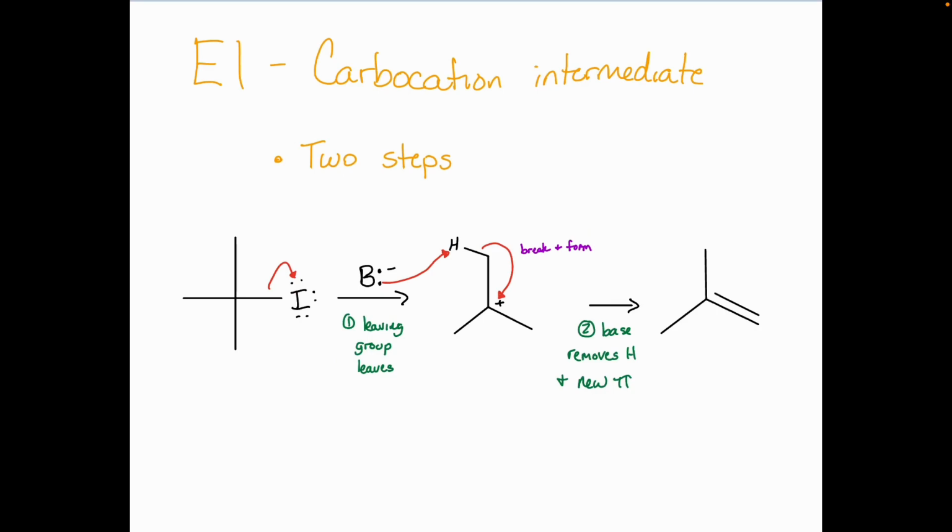So then if it's two steps, why is it E1? Again, kind of backwards here. That's because only one molecule, that alkyl halide, is in that first step. All right, so that rate limiting first step, the only molecule involved is that alkyl halide.